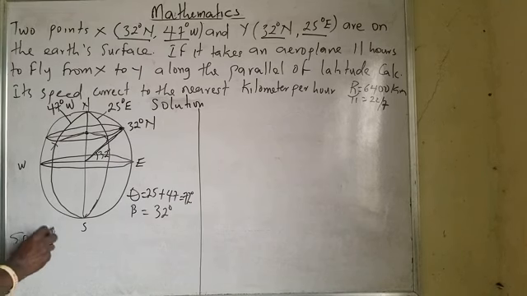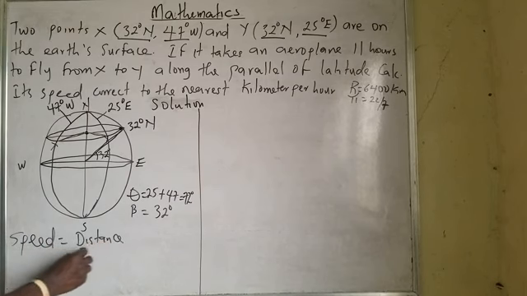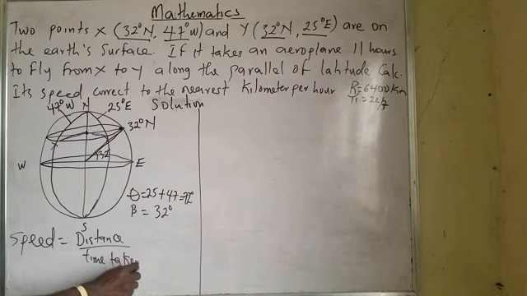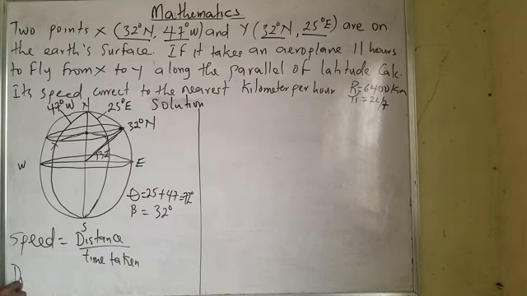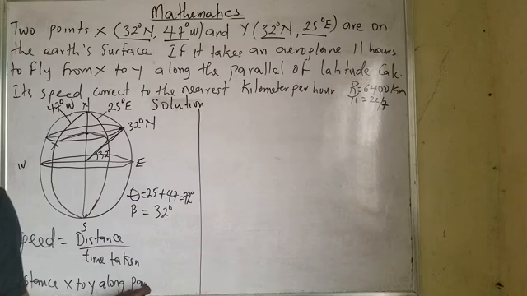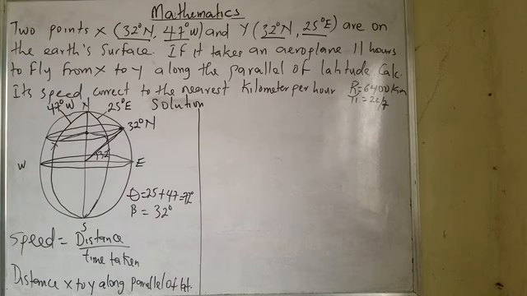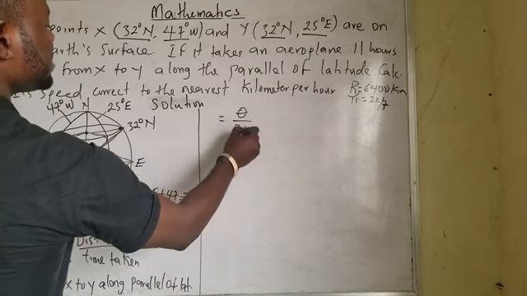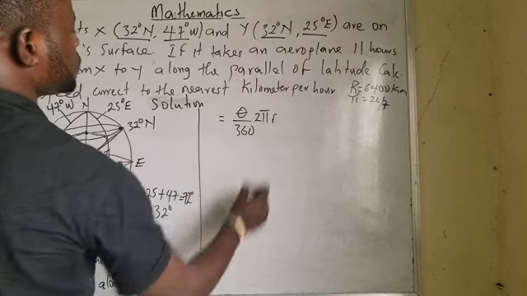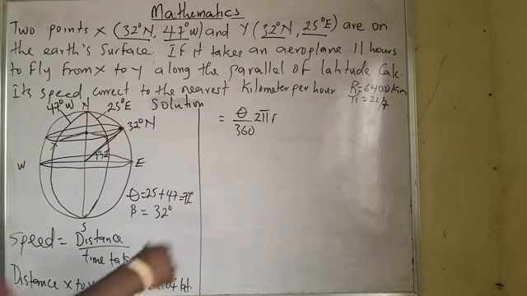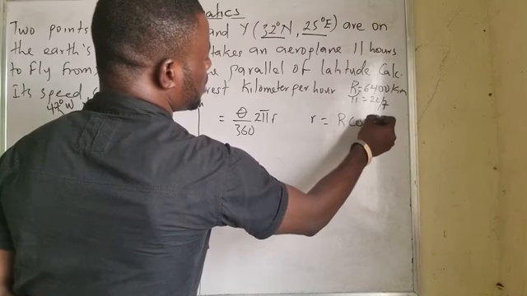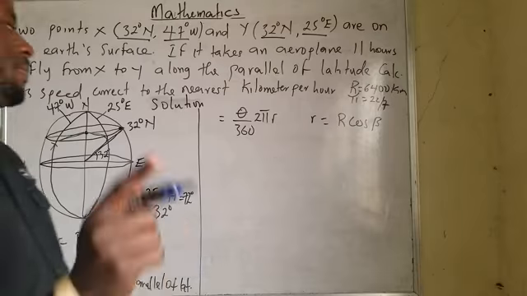Now, speed is distance divided by time taken. Now, let me generate my distance. It means the distance x to y along the parallel of latitude equals theta all over 360 times 2 pi r, small r, which I've told you equals what? Big R cos beta, which I've explained in video 3. Make sure you are on that part.